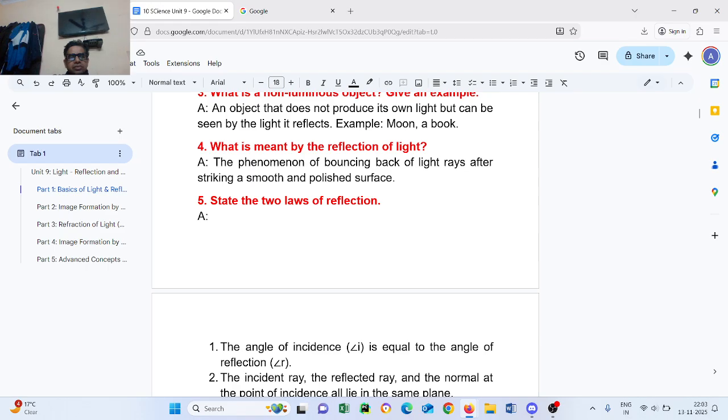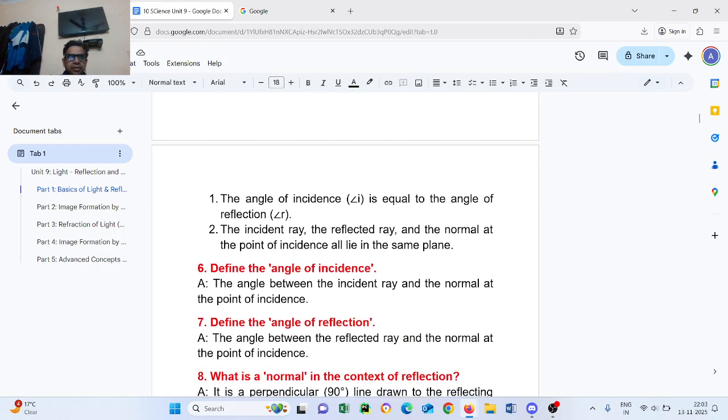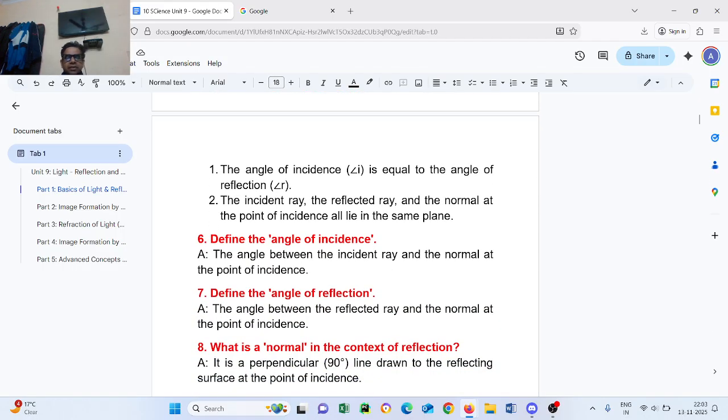State the two laws of reflection. The angle of incidence is equal to the angle of reflection. The incident ray, the reflected ray, and the normal at the point of incidence all lie in the same plane. Define angle of incidence. The angle between the incident ray and the normal at the point of incidence. Define the angle of reflection. The angle between the reflected ray and the normal at the point of incidence.